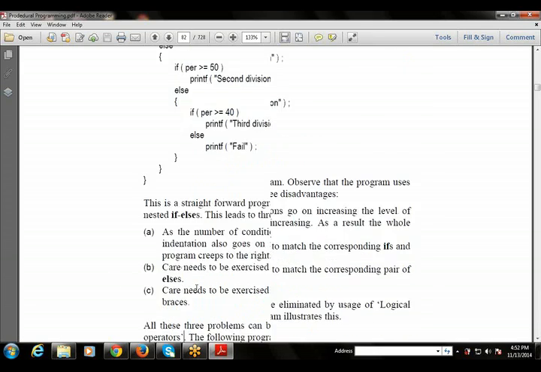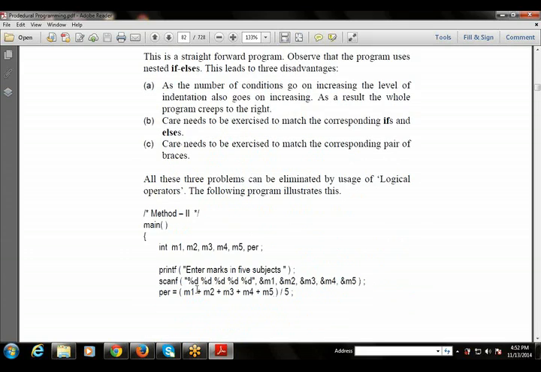Now we use the logical operator instead of the simple if else condition. What are the three logical operators? One is AND, one is OR, and one is NOT. That can be done by using the logical operators, that is the next method. So now let's start with the next method.